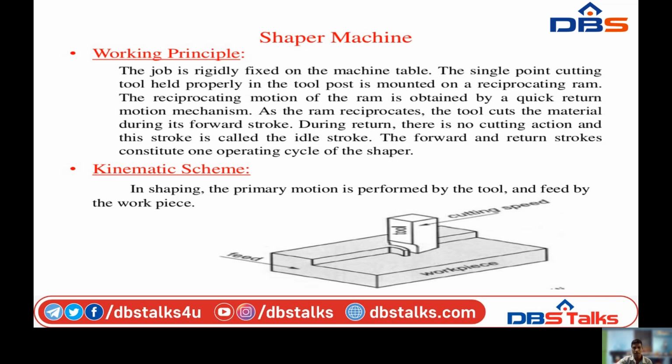Kinematic scheme, that means operation. In the shaping machine, the primary motion is performed by the tool. As discussed, the tool moves in reciprocating motion using the quick return motion mechanism. The workpiece is fixed rigidly on the machine table. Feed is given by us using hand wheels, and automatic feed is also given using an automatic mechanism. This is the kinematic scheme of the shaper machine.